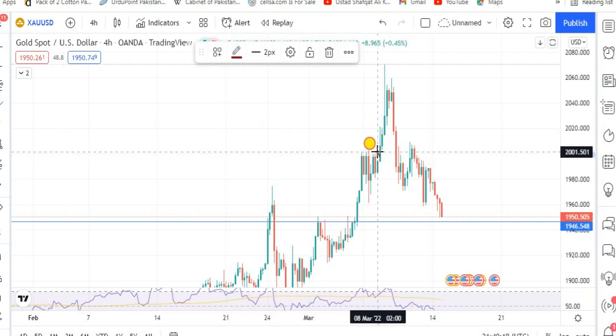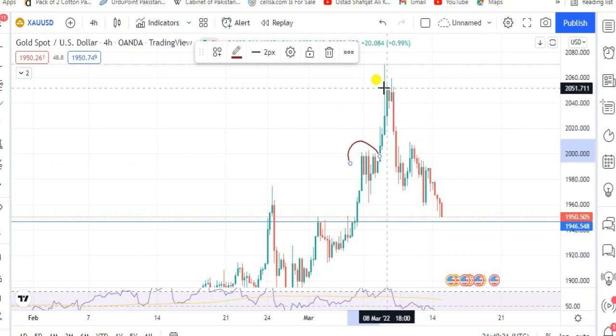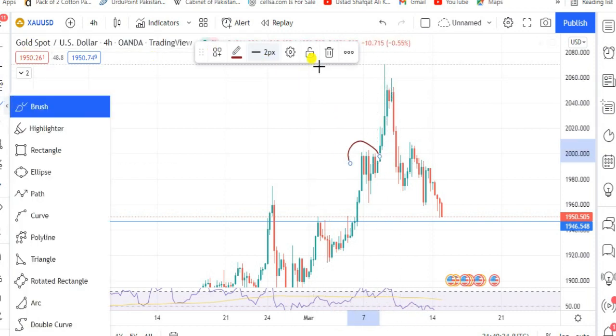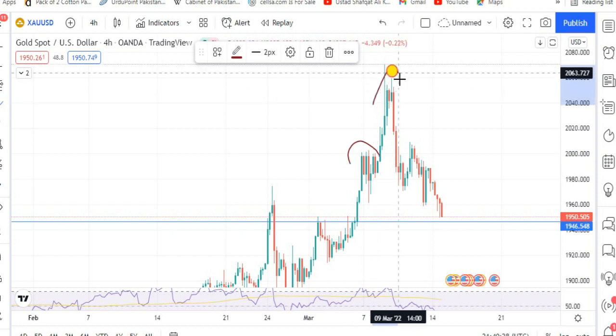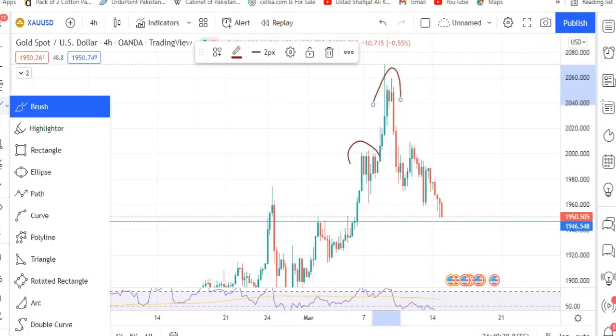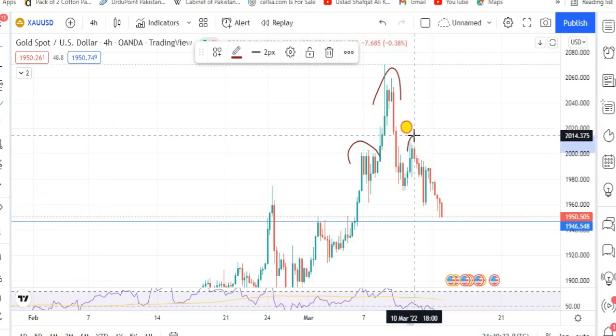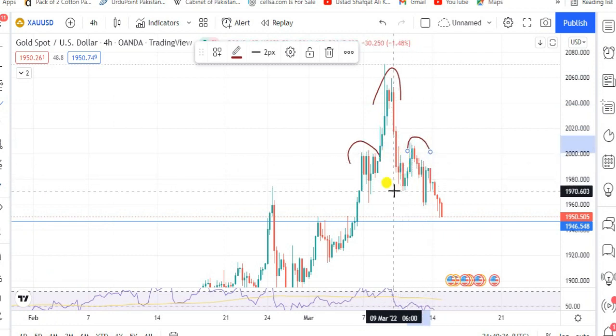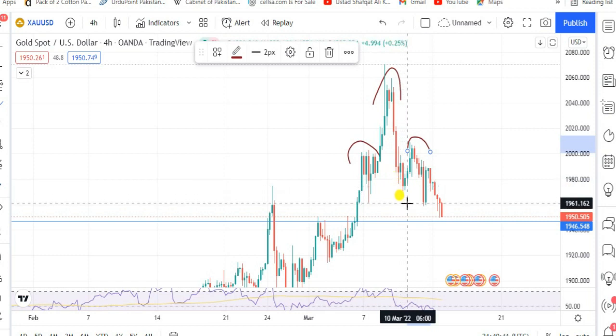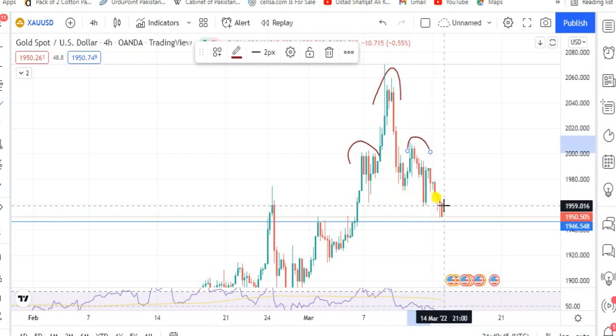clear head and shoulders pattern. This was the first shoulder, and this was the head of the market. Then the market again creates a second shoulder like that. So the market has created a very beautiful head and shoulders pattern. You can see here that the base of the market was approximately similar. Then the market broke that base at the 1960 area, and again the market is still stuck. So our important area is 1945 till 1950.